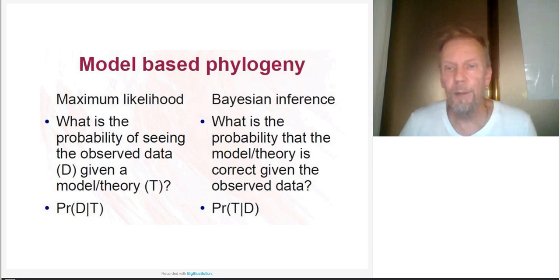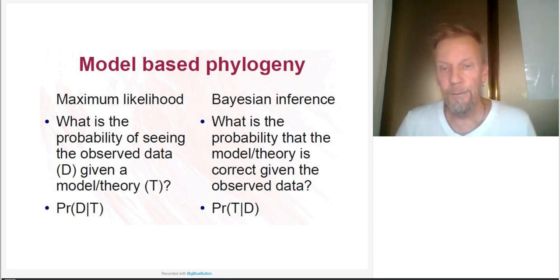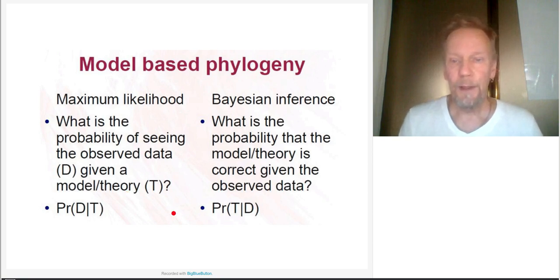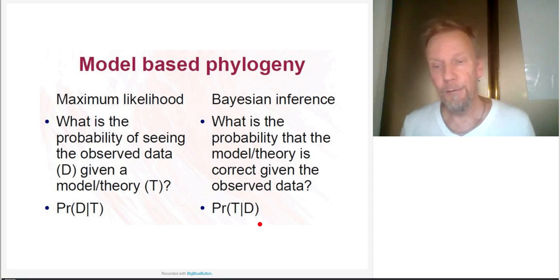Okay, moving to Bayesian inference. This is a nice comparison of the approaches taken in maximum likelihood phylogenetics and Bayesian phylogenetics. So maximum likelihood is trying to maximize the probability or likelihood of data given the theory, so Bayesian inference is looking at the posterior probability of the theory given the data. So we are reversing the approach.